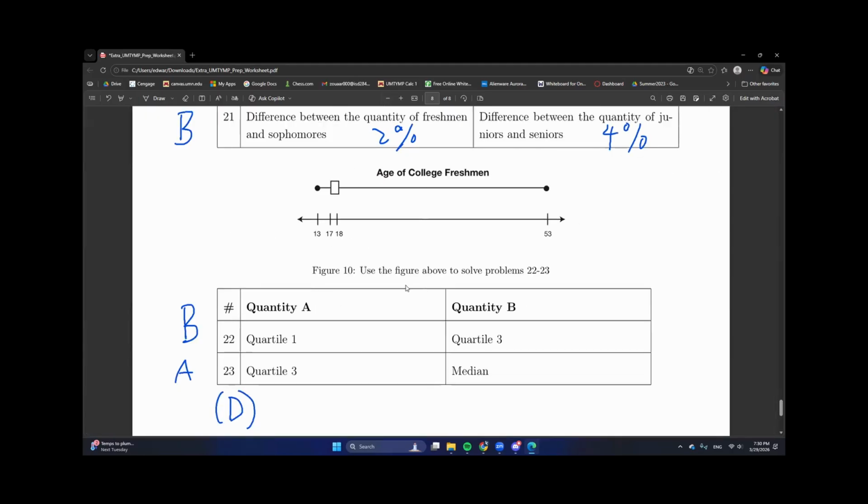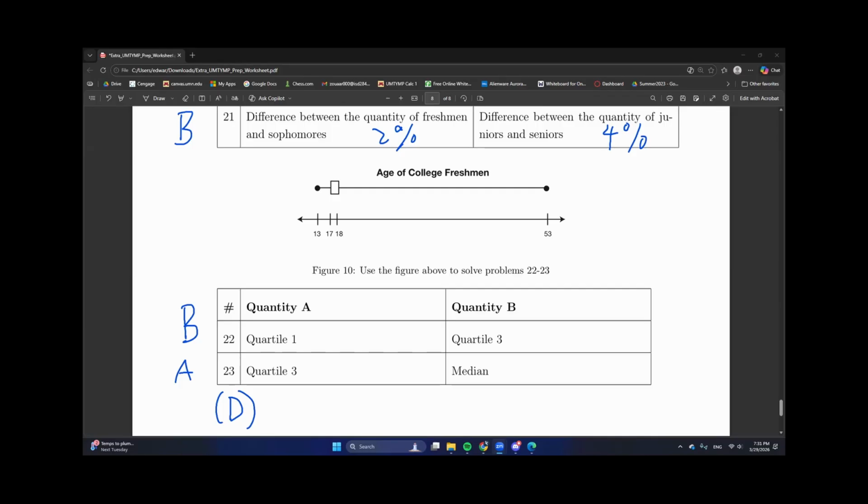But this is very hard to see. In general, for 22, it would be quartile 1 or quartile 3. So you don't know if quartile 1 is 17 and quartile 3 is 18. So either way, B would be greater. So you can't assume it. What did you say? I said for 22, quartile 3 is always going to be greater than quartile 1. So you can't assume that quartile 3 is 18 and quartile 1 is 17. So that's why the reason it would be D.